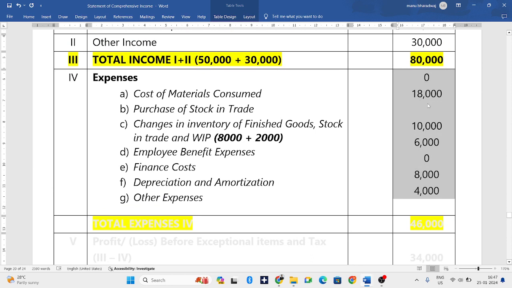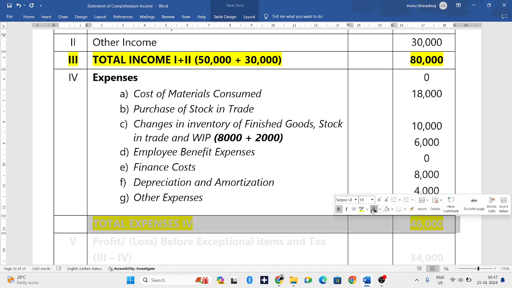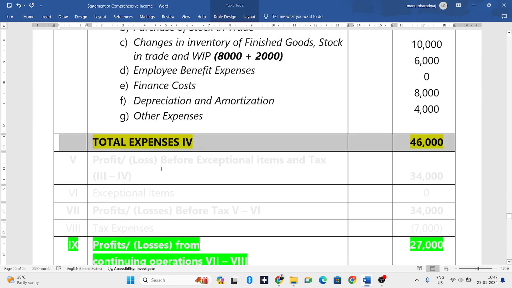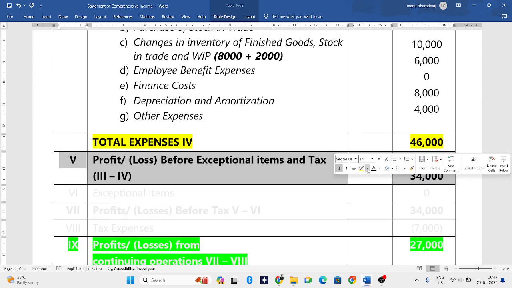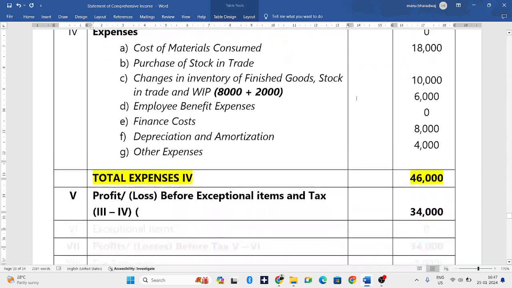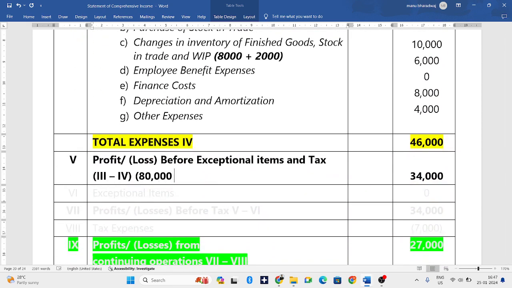Now add all this: 18,000 plus 10,000 plus 6,000 plus 8,000 plus 4,000. When you add all those things, you will get 46,000, and that 46,000 is our total expenses. We have found out total income, and now we have total expenses. Now we have to subtract both in order to get profit or loss before exceptional items and tax. How did we get this? Total income 80,000, total expenses 46,000. If you subtract these two, we get 34,000.